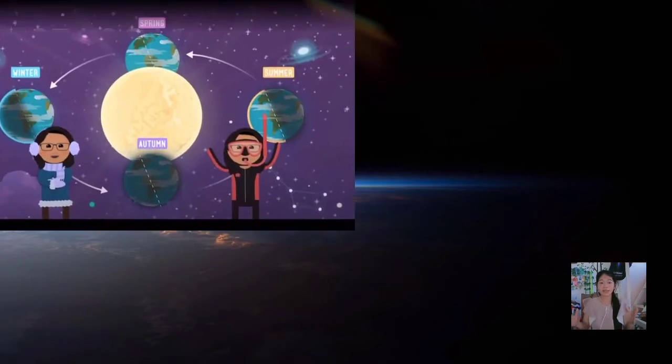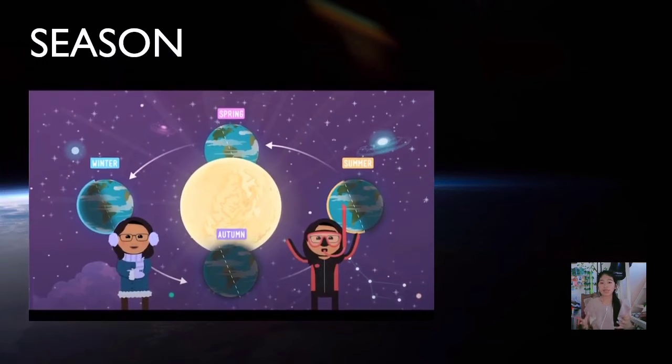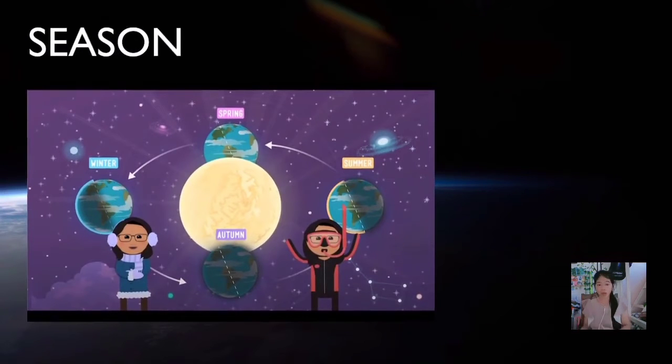When the part of the world that you're living in is leaning toward the sun, it is warm and the days are long. It is summer. When you're on the parts leaning away from the sun, it's cold and the days are short. Winter. In between, it's spring or autumn. If the Earth were not tilted, we would have the same season all year long. So that's the explanation why we have seasons. We have these patterns.